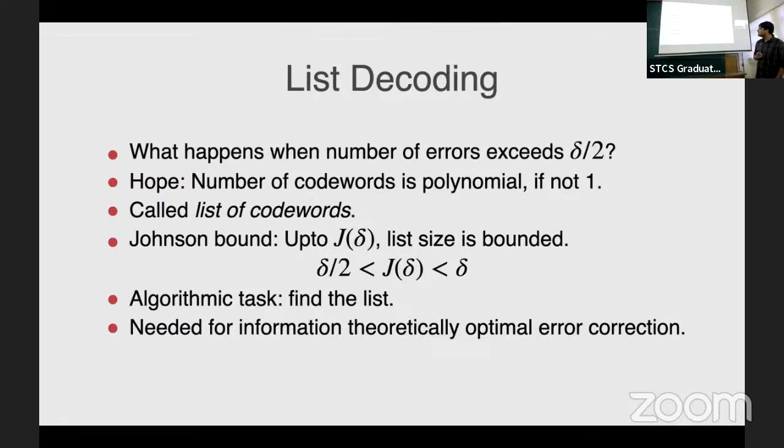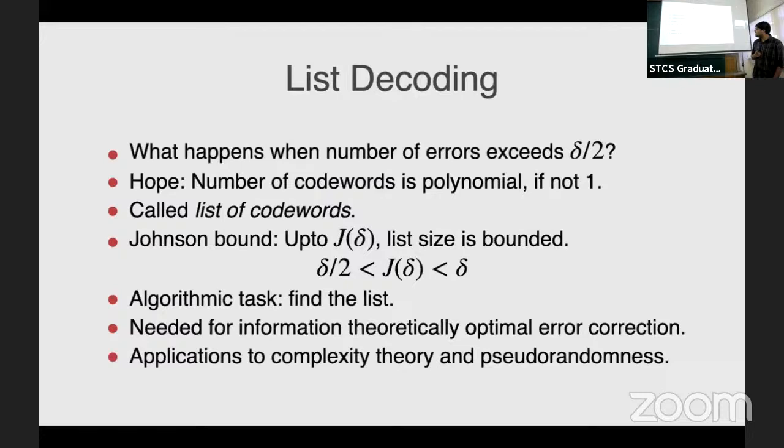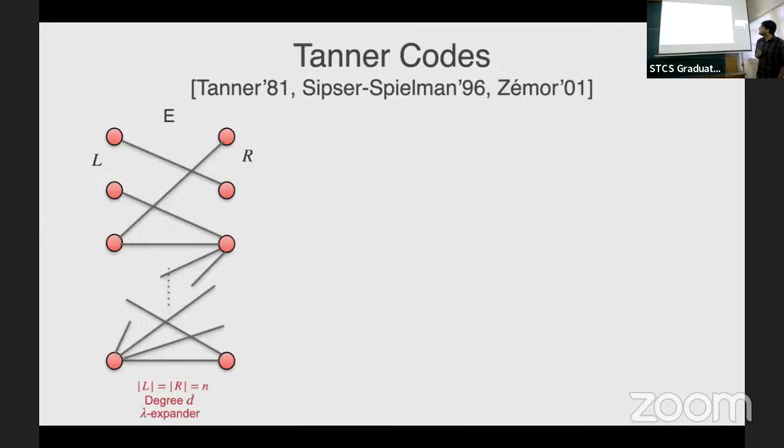List decoding is kind of needed if we want to do information theoretically optimal error correction. That is, if we want to achieve list decoding capacity, etc. And it has also had other applications to complexity theory and pseudorandomness, etc. We'll not go too much into that. Let's look at the specific code that we are dealing with today.